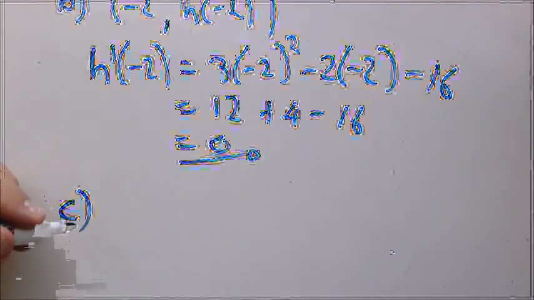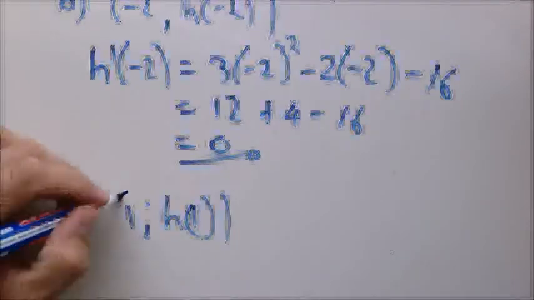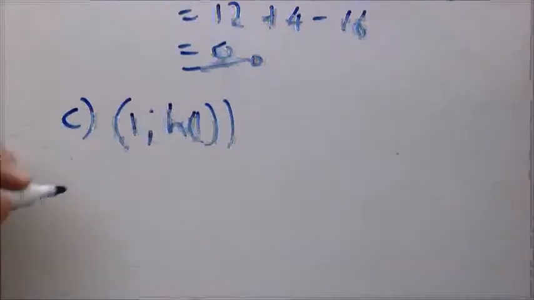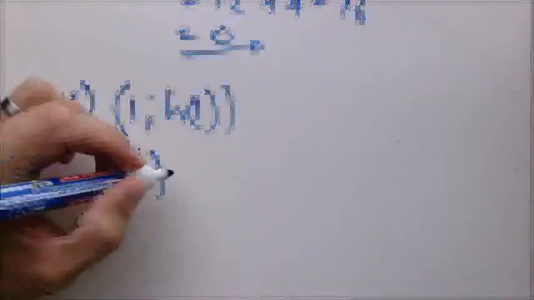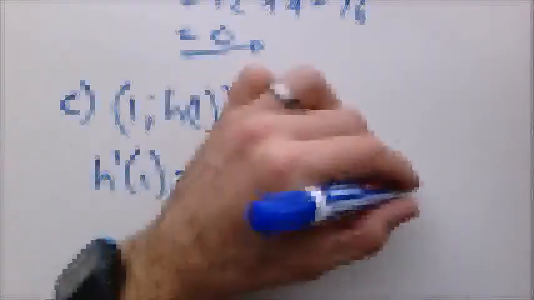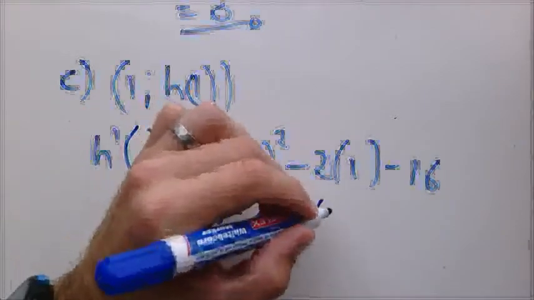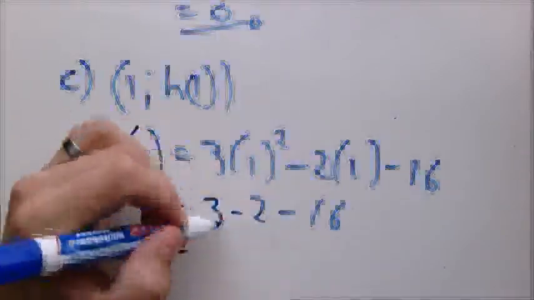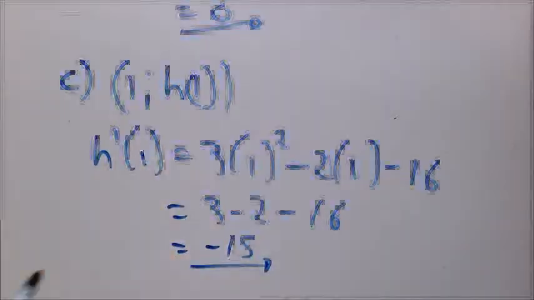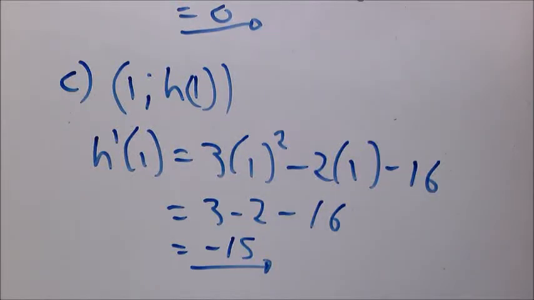Okay, and then for C, 1, and the y value wherever x is equal to 1. So now we just calculate this at 1, and then you will see this is a 3 minus 2 minus 16. So it's 1 minus 16 is negative 15. Okay, so we've got 3 coordinates here.